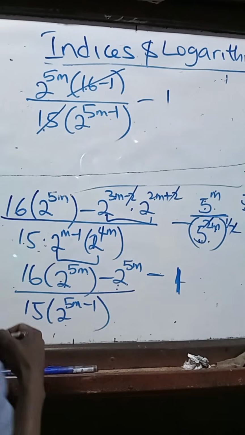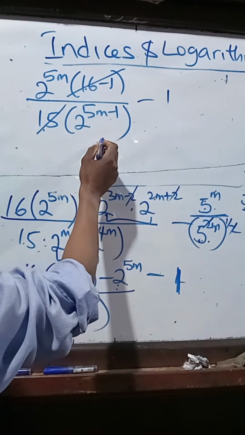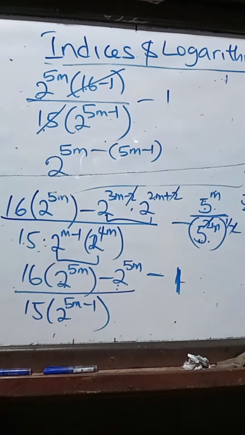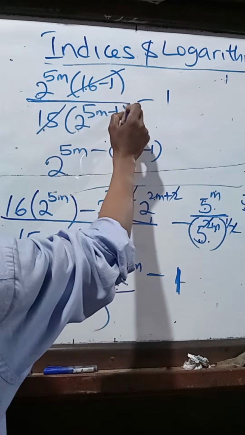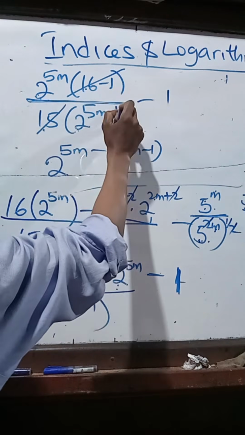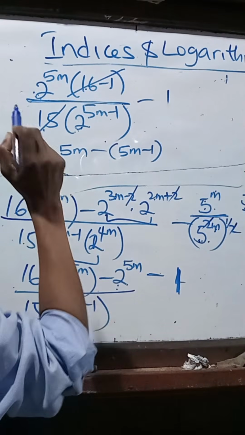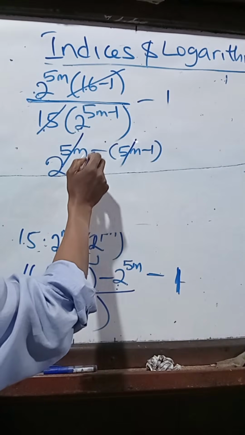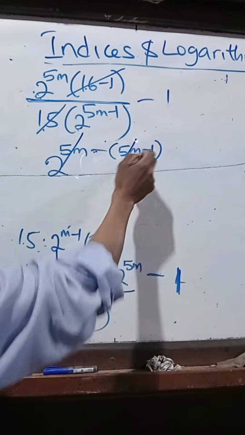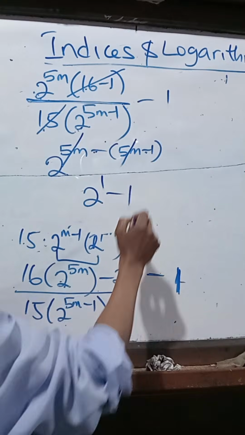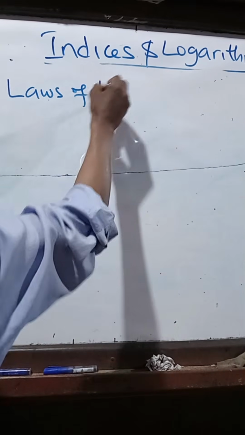Okay, then we can apply the rules of indices. Same base. Once we are dividing, and the bases are the same, you take one of the bases and you subtract the power. So minus 1, minus times minus, that's plus, and that gives us 2 to the power 1 minus 1, and that gives us 1. So, logarithm.